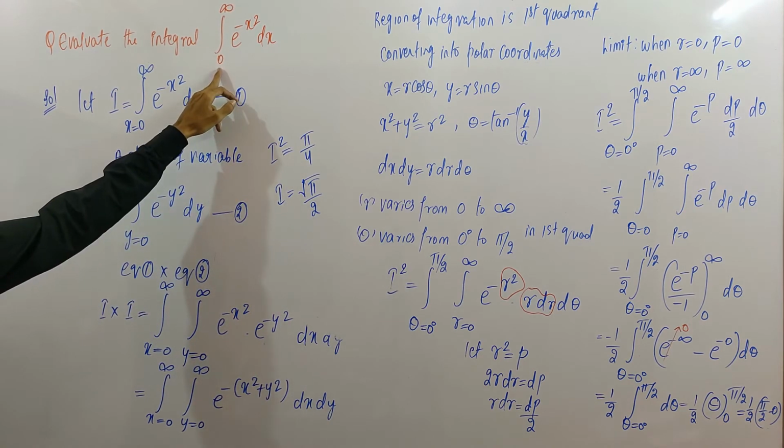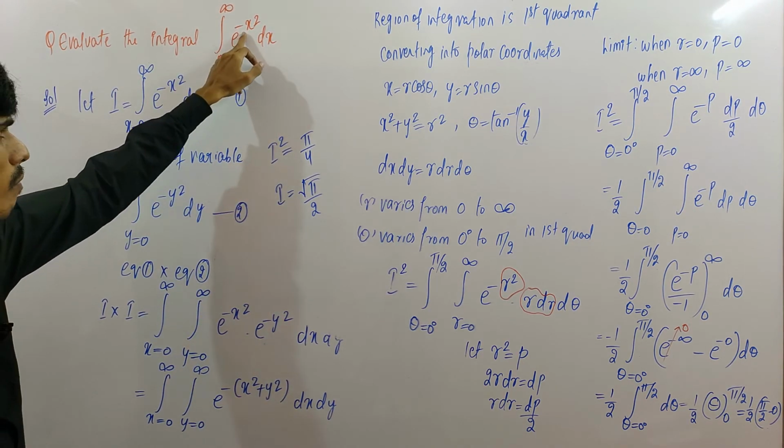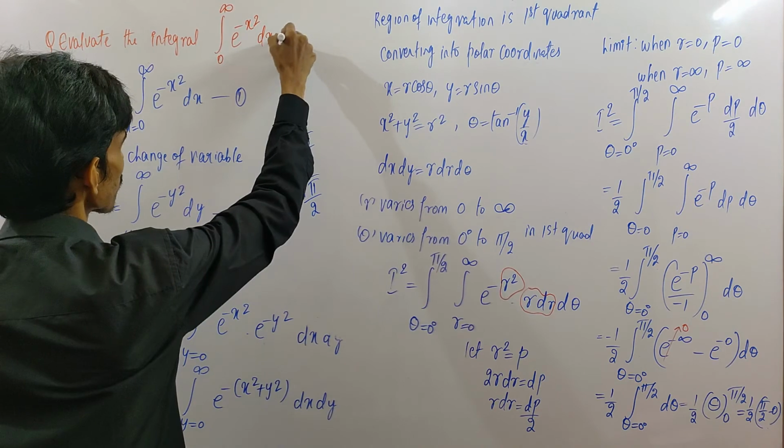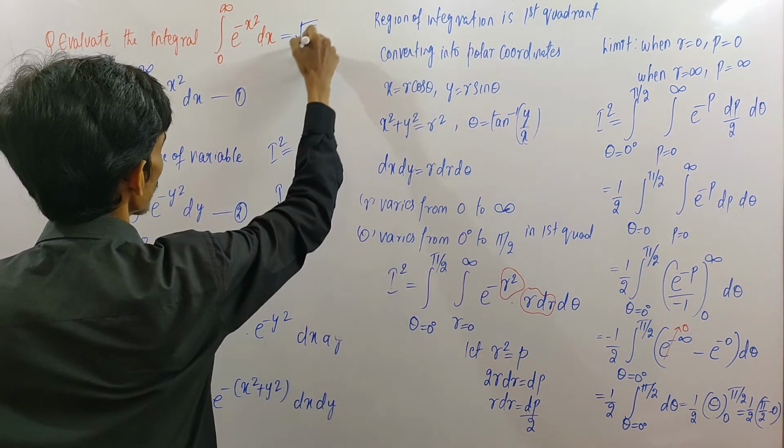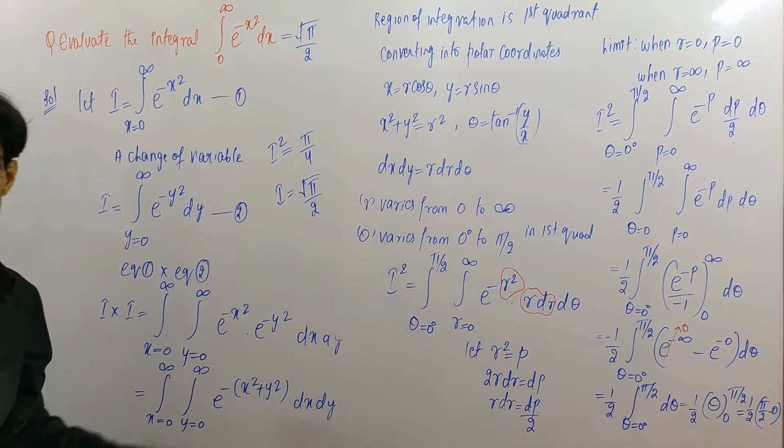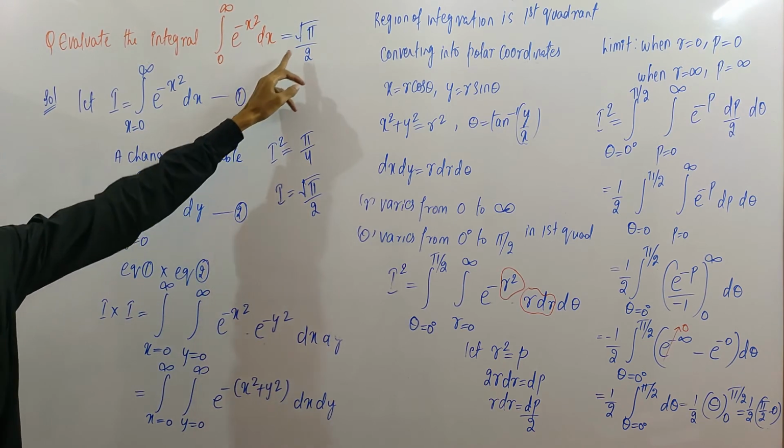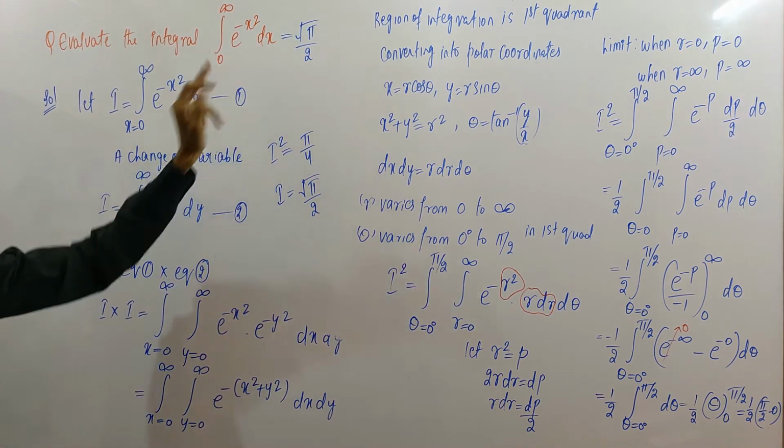Therefore the value of this integral, 0 to infinity e power of minus x square dx, is root pi divided by 2. Remember this integral as a formula. Root pi by 2 is the solution for this integral.